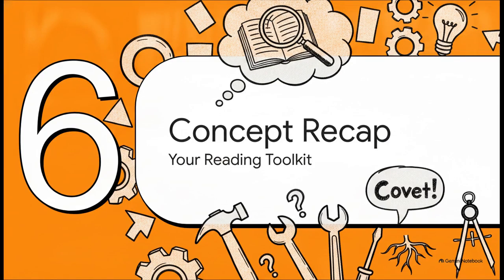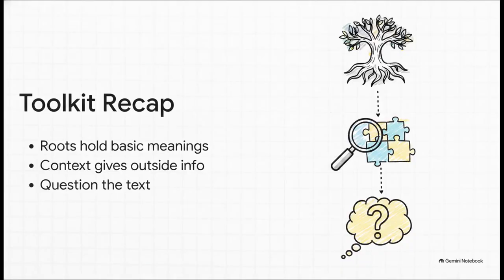And finally, Section 6, Concept Recap, your reading toolkit. We've covered some fantastic ground today, Grade 9. Let's do a quick review of the toolkit you've just built. First, remember that Greek and Latin roots serve as the foundation. They hold the absolute most basic meaning of a word. Second, when roots just aren't enough, context clues provide the outside information you need to predict those meanings. Third, always apply your self-questioning strategy to hunt down contrast, logic, and definition clues in the sentence.